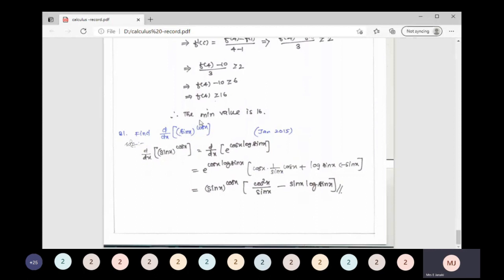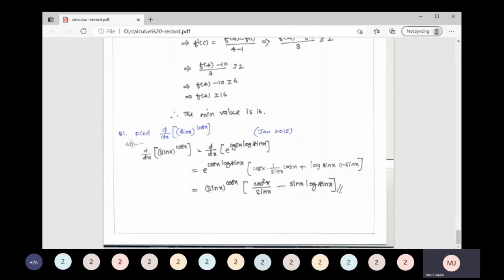For any type of x power x problem, with x in the base and x in the power, to solve it we can write the given function as e to the power of log of the given function and apply the log m power n property, so n into log m. So now this is e power cos x into log sin x. And we have to differentiate now.